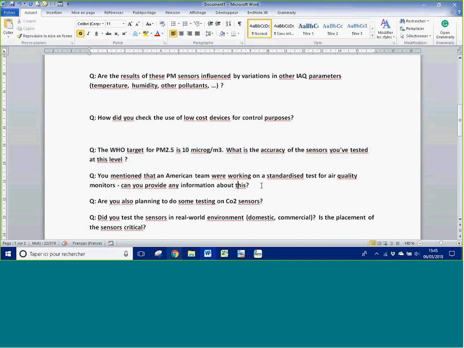Okay. You mentioned that an American team were working on the standardized test for air quality monitors. Can you provide any information about this? Yes, this is being done by Newport Partners, who are the Building America team.